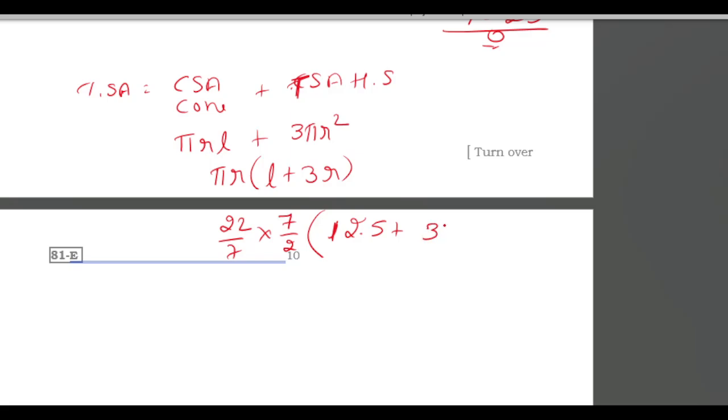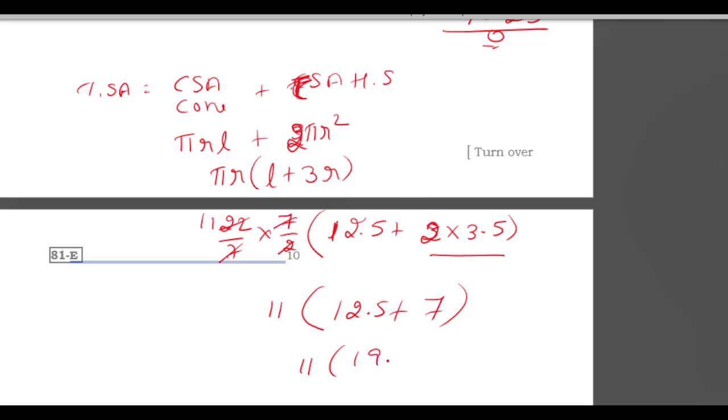Sorry, this is 2 pi r square for the hemisphere CSA. So 2 into 3.5. Here 7 gets cancelled, and 2 elevens are 22 cancelled, so 11 remains. 2 into 3.5 is 7, plus 12.5 is 19.5. The answer would be 11 into 19.5, which is 214.5 centimeter square. This is the total surface area of the toy.